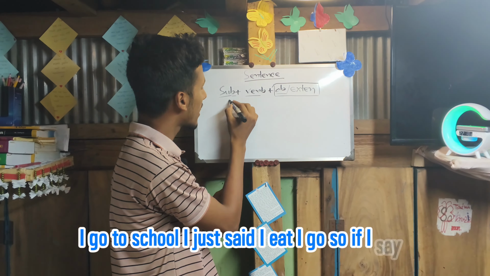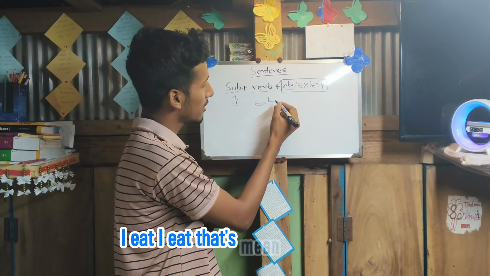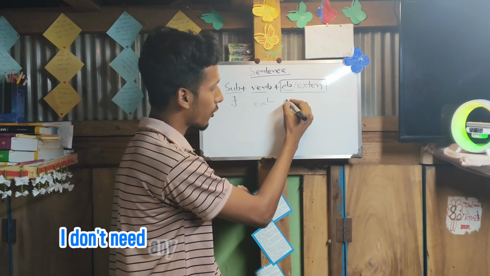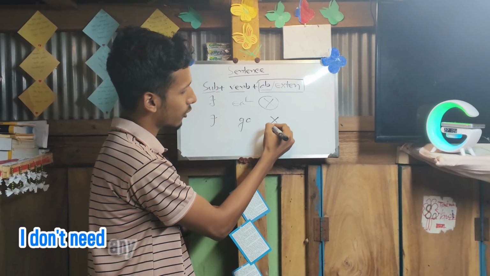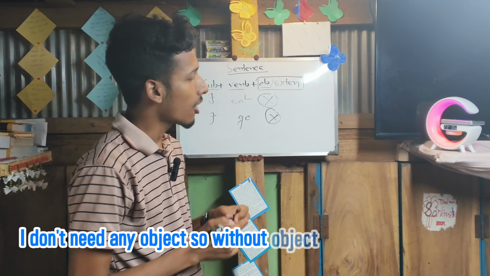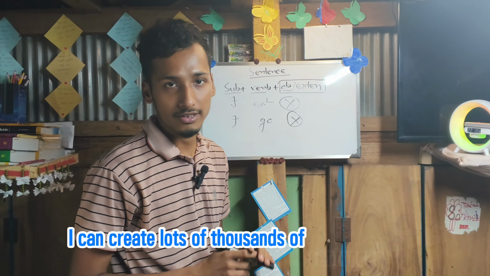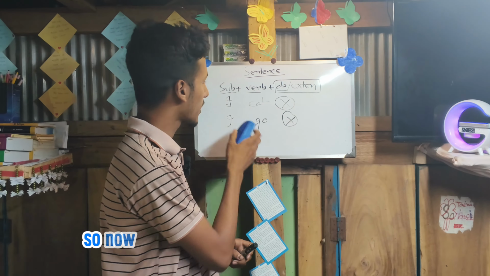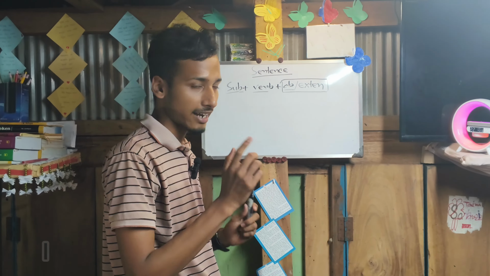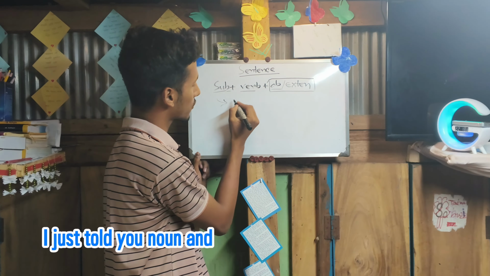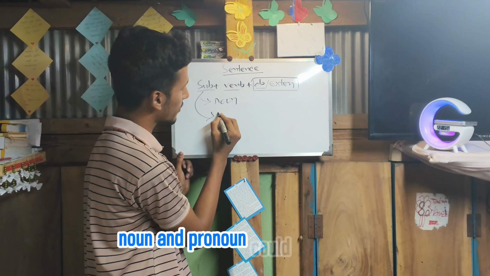So if I say I eat, that means I don't need any object. I go. I don't need any object. So without object or without extension, I can create lots of thousands of sentences. Okay. So now let's learn what could be subject. I just told you noun and pronoun. Noun and pronoun could be subject.